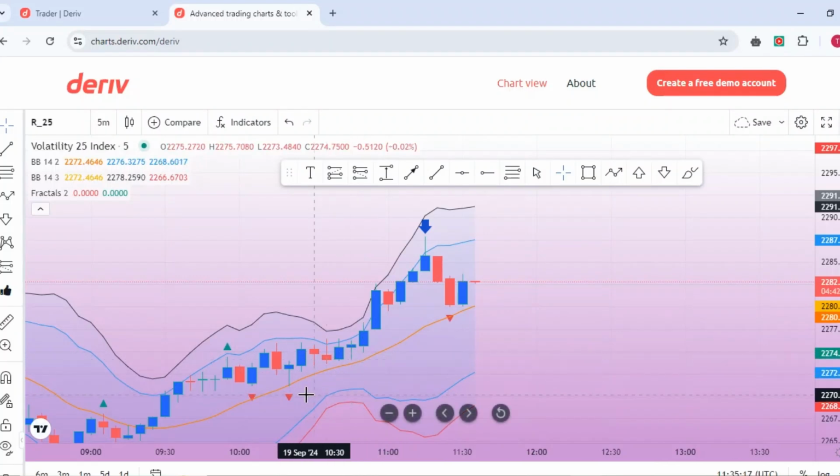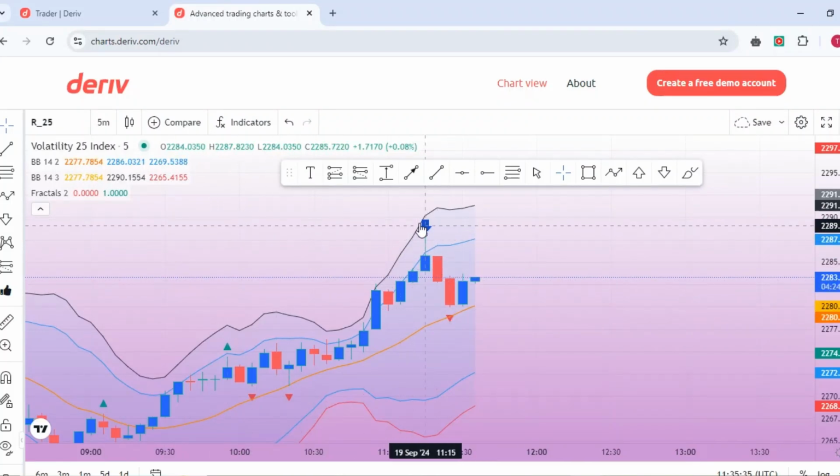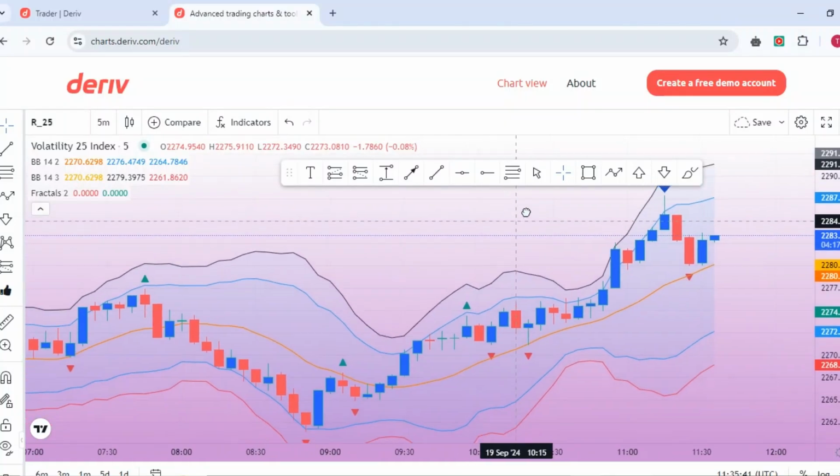Understood? But now you can see the Fractals has uploaded that button showing you we can now make a reversal to the uptrend, so you won't enter that trend. So the use of the Bollinger Bands and the Williams Fractals may help and guide you not to get confused about when to enter and when to exit.